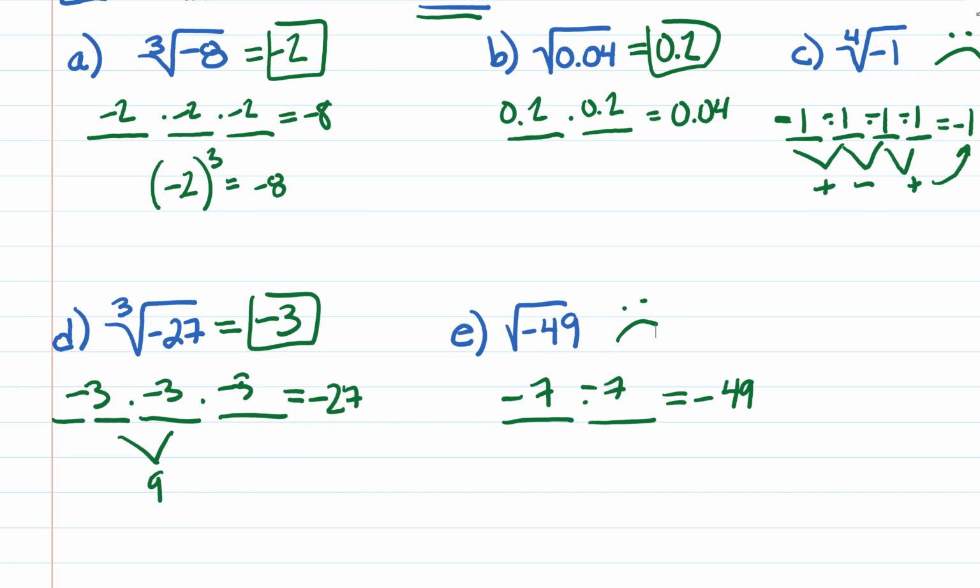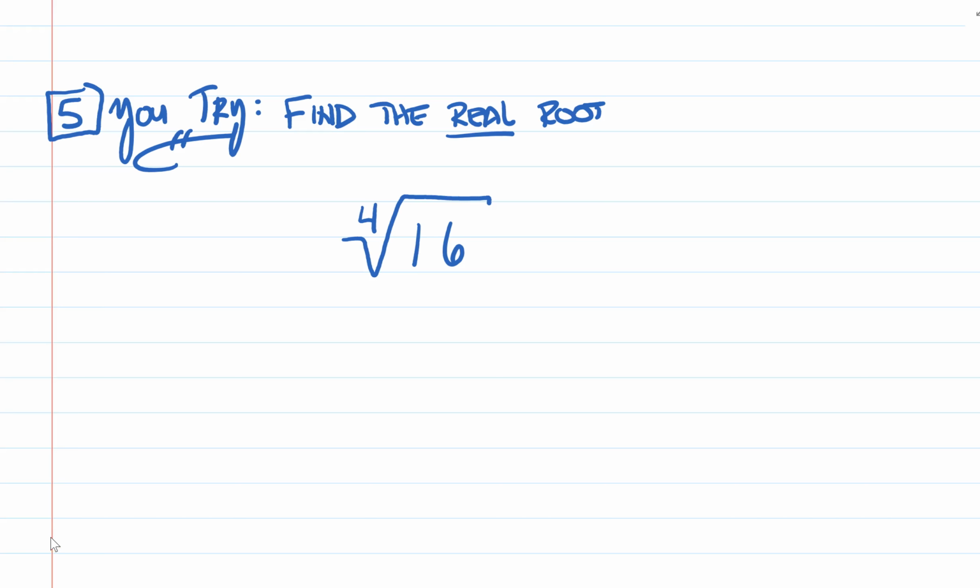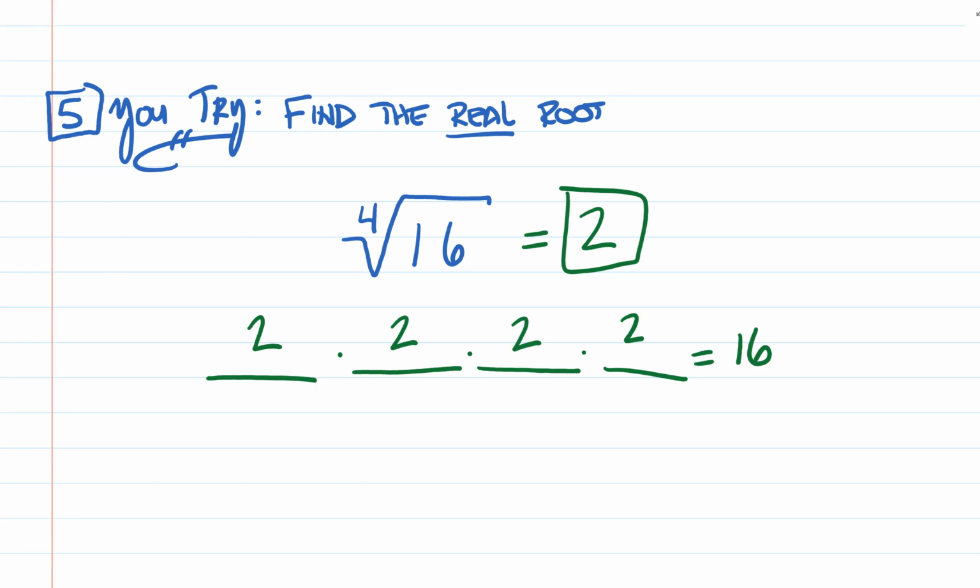Okay, box 5, this is you try. Find the real root to the fourth root of 16. Ready, set, go. Okay, hopefully you got the right answer of 2, because 2 multiplied by itself 4 times gives me back the number 16. Therefore, the fourth root of 16 is the number 2.